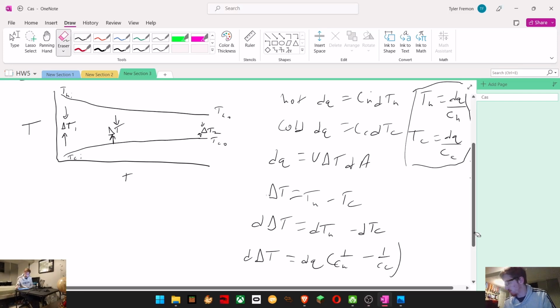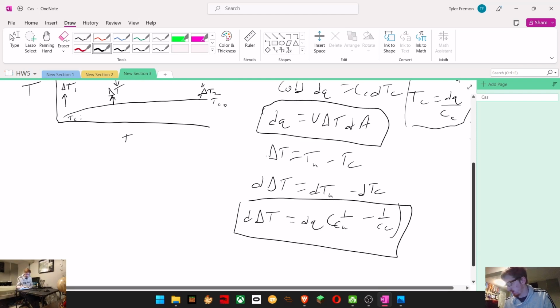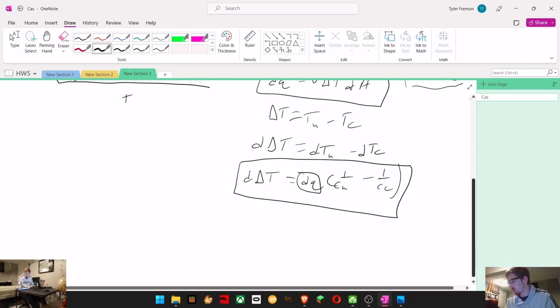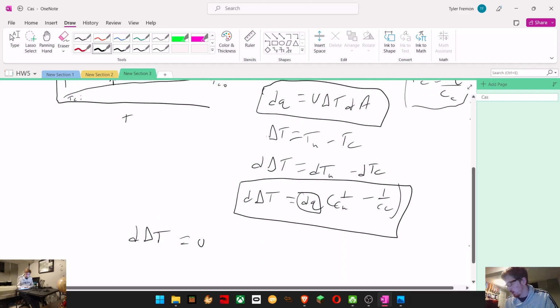So now we have two expressions. We have this expression for dq, and we have this expression for d delta T. And this d delta T has dq within it. So we can go ahead and substitute. So we're going to have d delta T is equal to U delta T dA times 1 over CH.